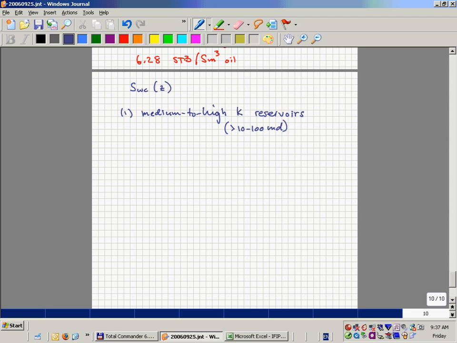Equifisk is not because it's chalk and it's low, but it has fractures. But in general, what you get in the way of water saturation versus depth is something that looks like that.